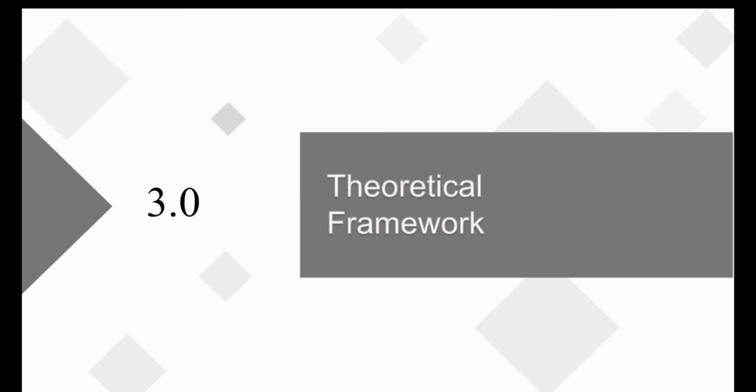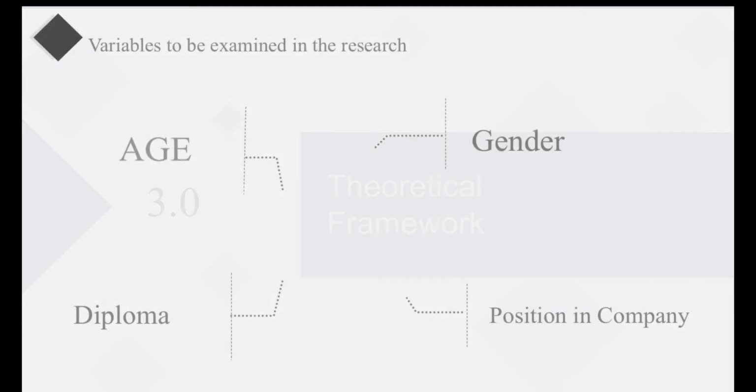Hi everyone, I'm going to talk about the theoretical framework. In this study, we assumed 4 variables, which were age, gender, education background, and position. We will use these 4 variables to test our research objectives and discuss in detail the possible relationships among these 4 variables.